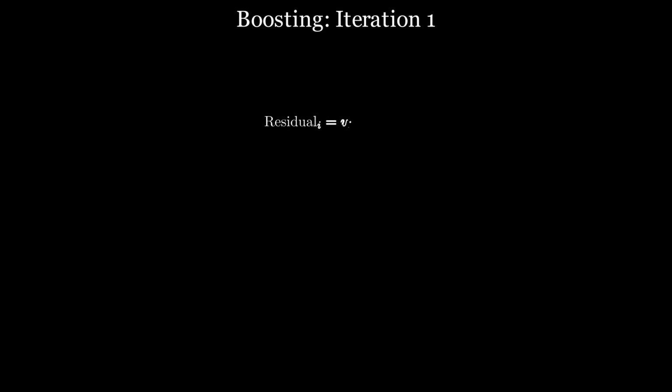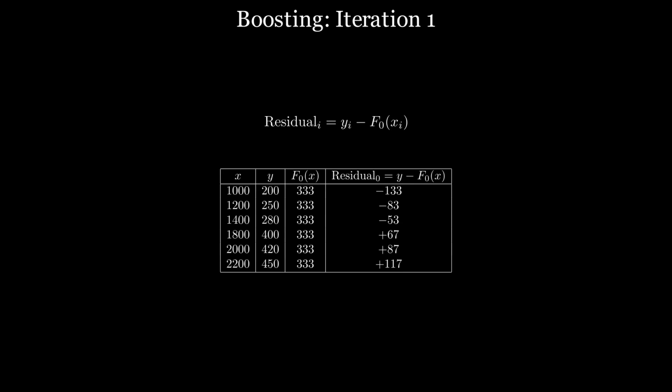Our initial model, F0, predicts 333 for every house. Now, let's calculate the errors, or residuals. The residual is the actual price minus our predicted price. Let's create a table to see these first residuals. These residuals represent the mistakes of our first model.